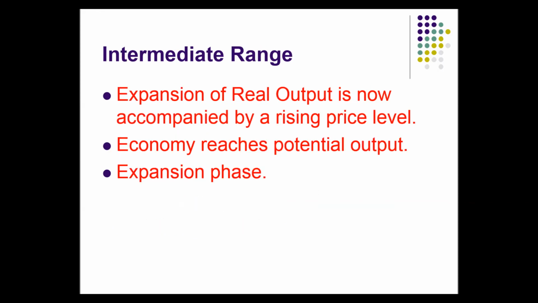The intermediate range sees an expansion of real output, but it is now accompanied by a rising price level. So the economy reaches potential output. This is indicative of the expansion phase. This is where we want to be. We'll introduce the idea of potential output later on, but it's going to intersect in this intermediate range.